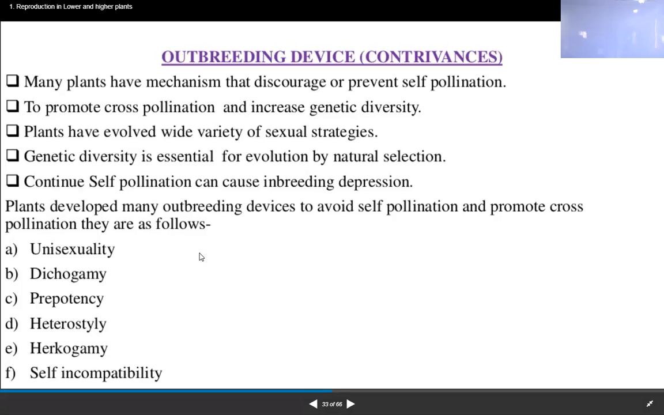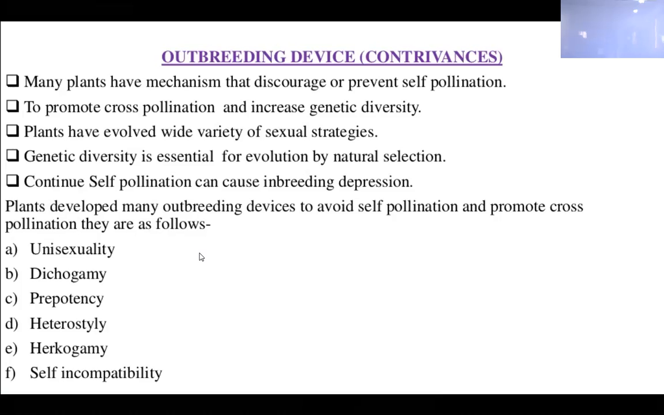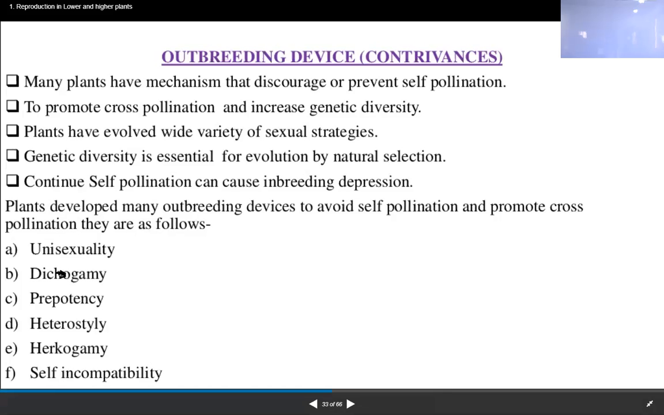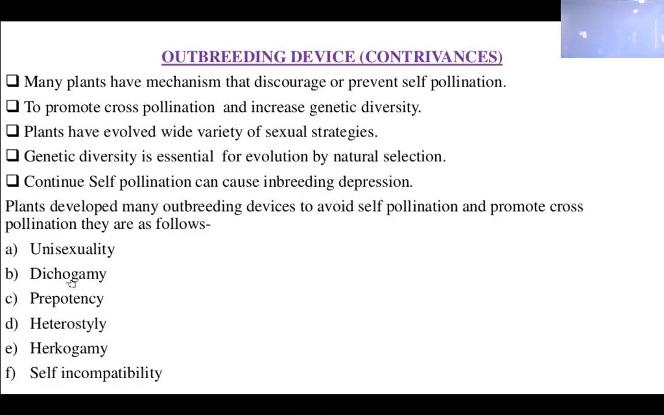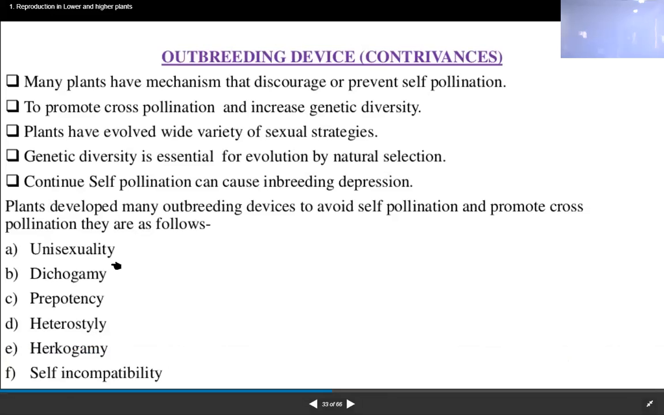And here are some examples they have given. Examples of outbreeding devices are unisexuality, dichogamy, then you have prepotency, then heterostyly, herkogamy, and self-incompatibility, right? These are some examples where you will come to know how plants have developed many devices to encourage cross-pollination. Yes, how plants have developed themselves to avoid self-pollination and to promote cross-pollination.